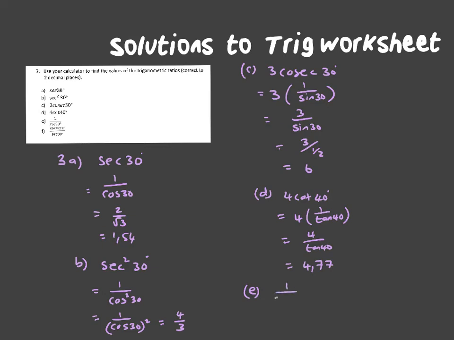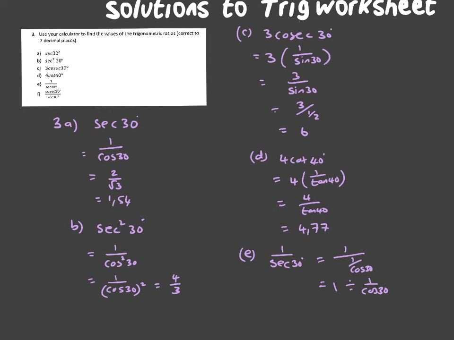Next one, 1 over sec 30. So sec 30 is the reciprocal of cos. So this, in other words, is equal to 1 divided by 1 over cos of 30. That's weird. That, of course, means 1 divided by 1 over cos of 30, which means that's going to become 1 times cos 30 over 1, right? So if you multiply by the reciprocal, then therefore that's just equal to cos of 30. And what is cos of 30 equal to? Square root of 3 over 2, which is like 0.87 or something, eh?